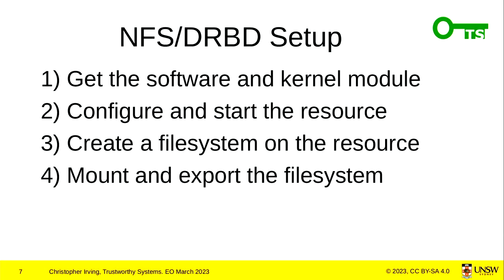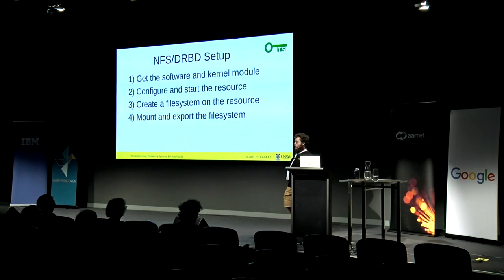The steps for getting the NFS DRBD deployment going will look something like this. First, you need to download the user space configuration software, and you need to load the kernel module. You then have to write a configuration file to describe what your resource is going to look like, and you start it running. You need to decide where you're going to have the resource in primary mode, and then you can create a file system on the resource and mount the thing. And once it's mounted on one of your servers, you can start up an NFS daemon and tell NFS, here's the file system, export this thing over the network.